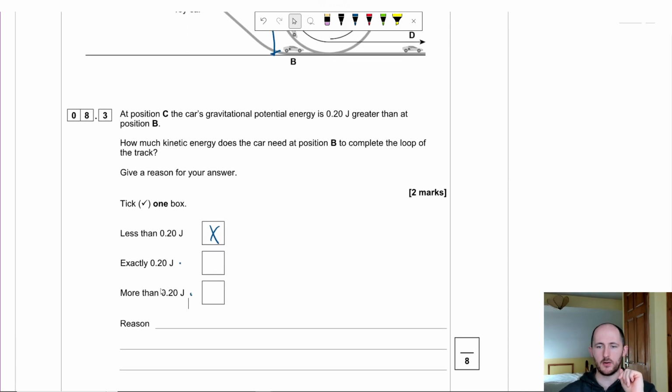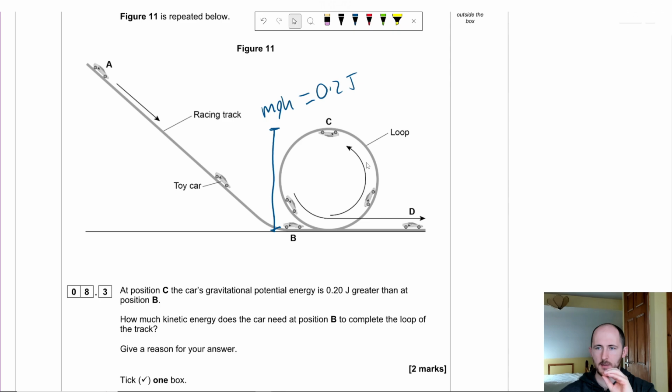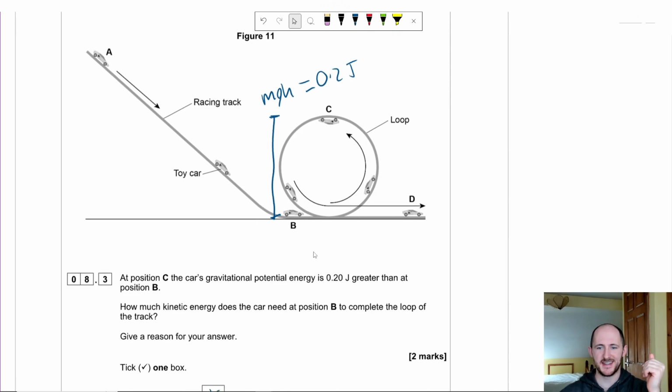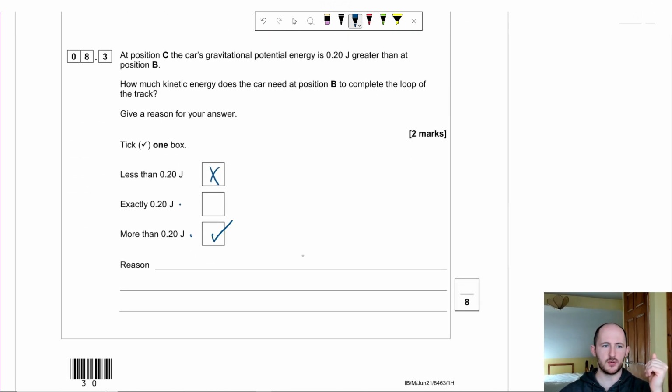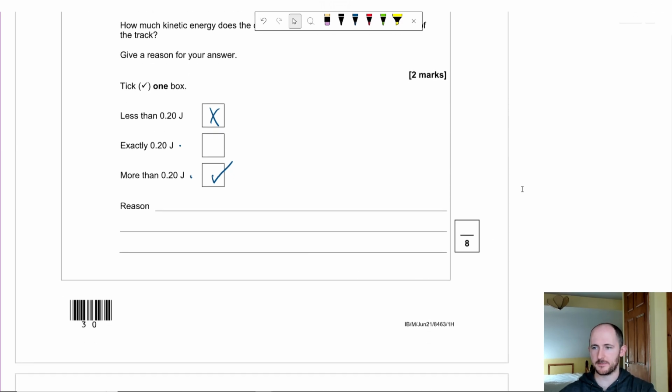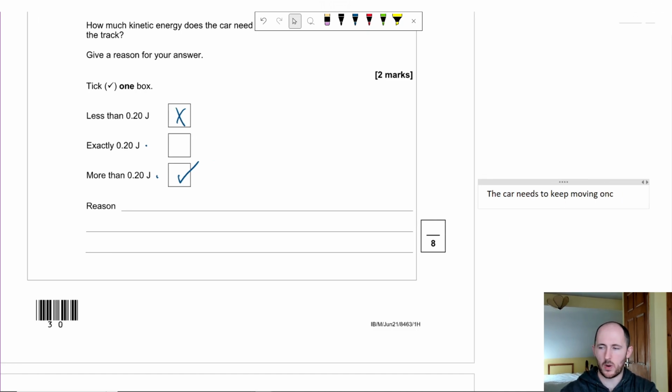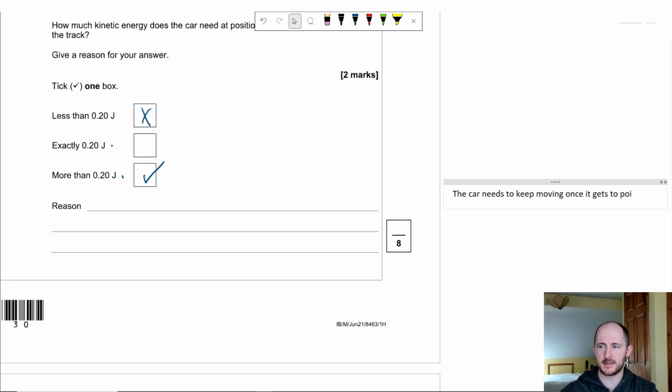So is it exactly or more than? Well, if it's exactly 0.2 joules, then by the time it gets to C, it will have no kinetic energy, which means it's not moving. Which means it will go up to C and then drop straight down. So it needs to have more than 0.2 joules of energy. And the reason for this is the car needs to keep moving once it gets to point C.